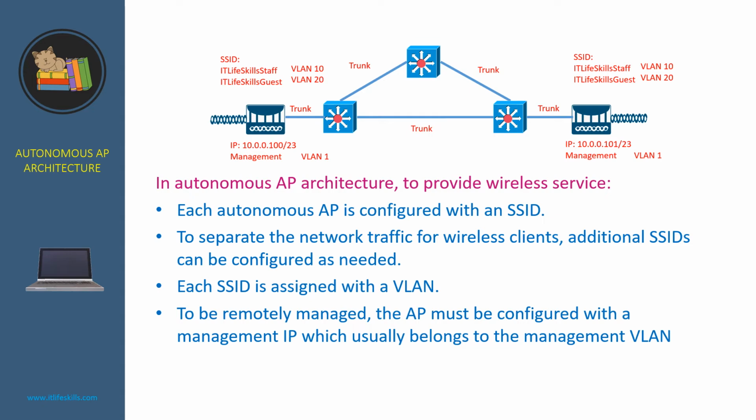In autonomous AP architecture, to provide wireless service, each autonomous AP is configured with an SSID. To separate the network traffic for wireless clients, additional SSIDs can be configured as needed. Each SSID is assigned with a VLAN. To be remotely managed, the AP must be configured with a management IP, which usually belongs to the management VLAN.